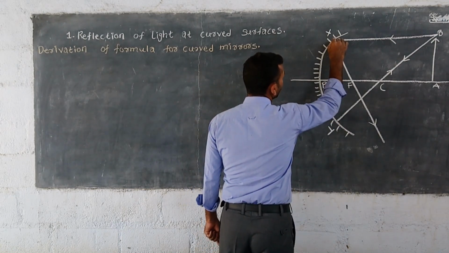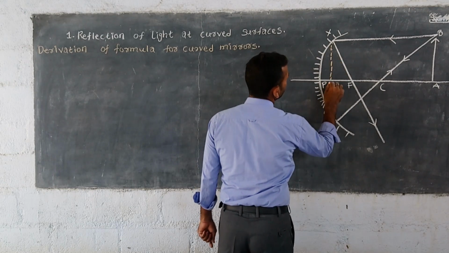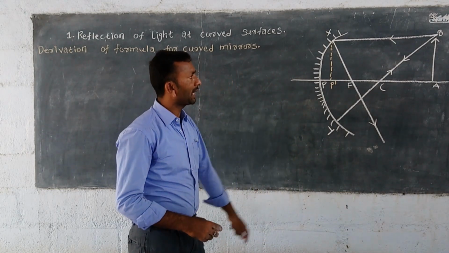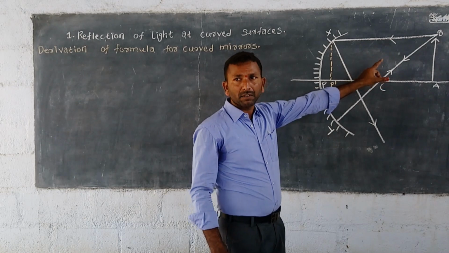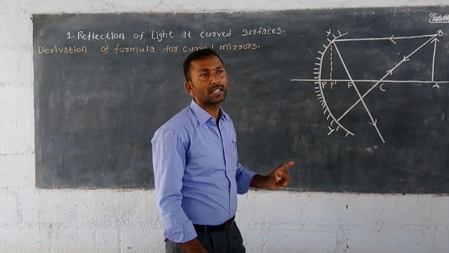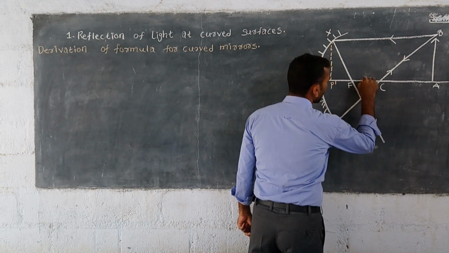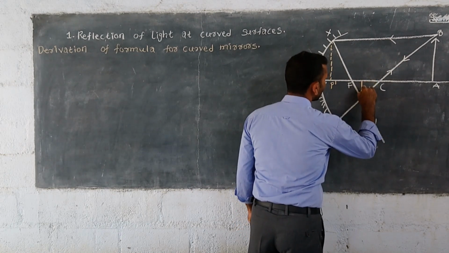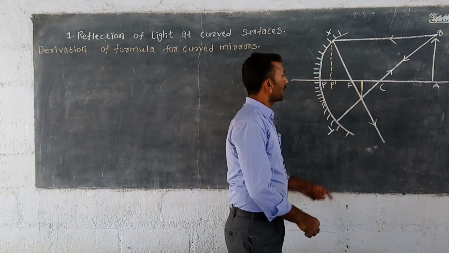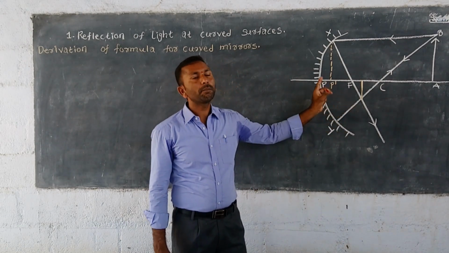Draw a normal line from the principal axis to the parallel ray, and this point is indicated by P dash. And we know that where the 2 light rays intersect with each other, there will be the image point. That point is the image point. Draw a normal line from the principal axis towards the intersecting point, and this is about drawing the picture.